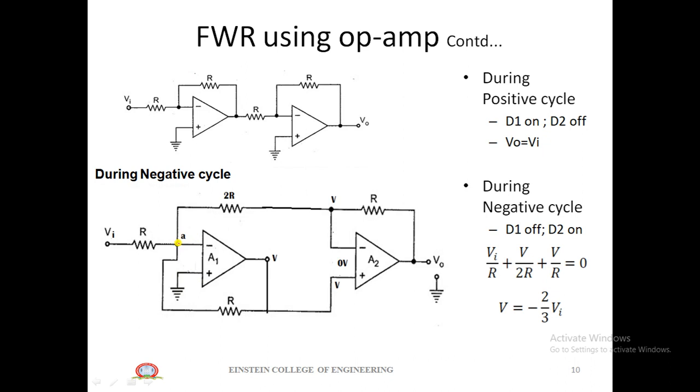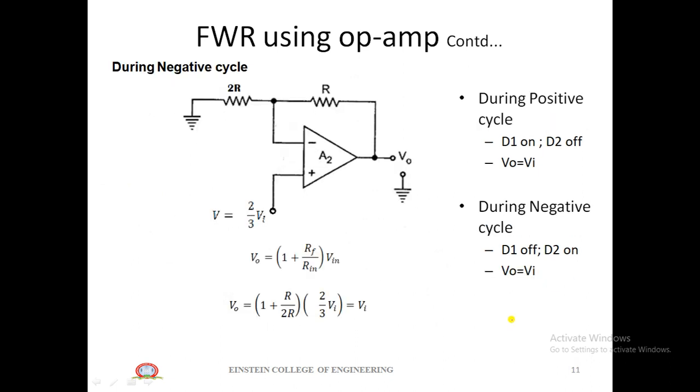Now apply KCL here. Then we get the equation Vi by R plus V by 2R plus V by R is equal to 0. By simplifying this equation, we get V is equal to minus 2 by 3 Vi. Here, the Vi is the input signal. The input is a negative cycle, so it is minus Vi. So we get V is equal to 2 by 3 Vi.